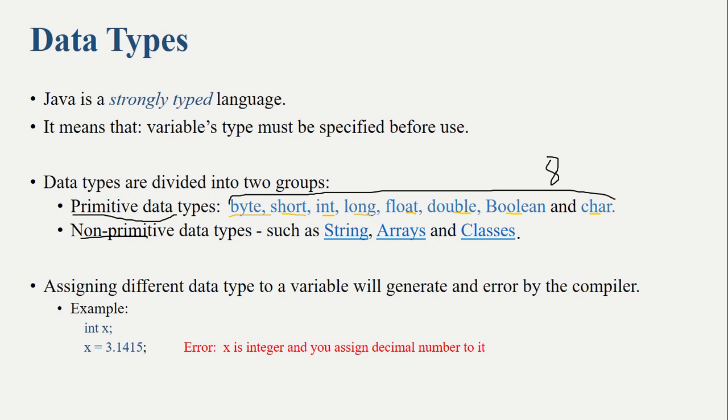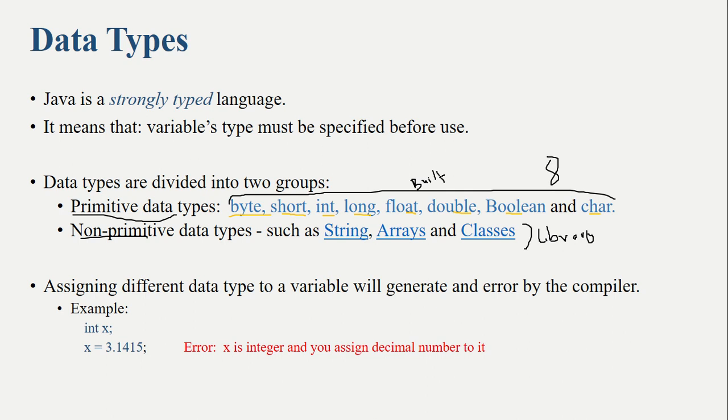Some of them are already identified by the built-in system, and others are identified by the user. So they are more like a library that you can add to Java and use anytime. But these primitive types are built in the language. All right, we'll take an example.